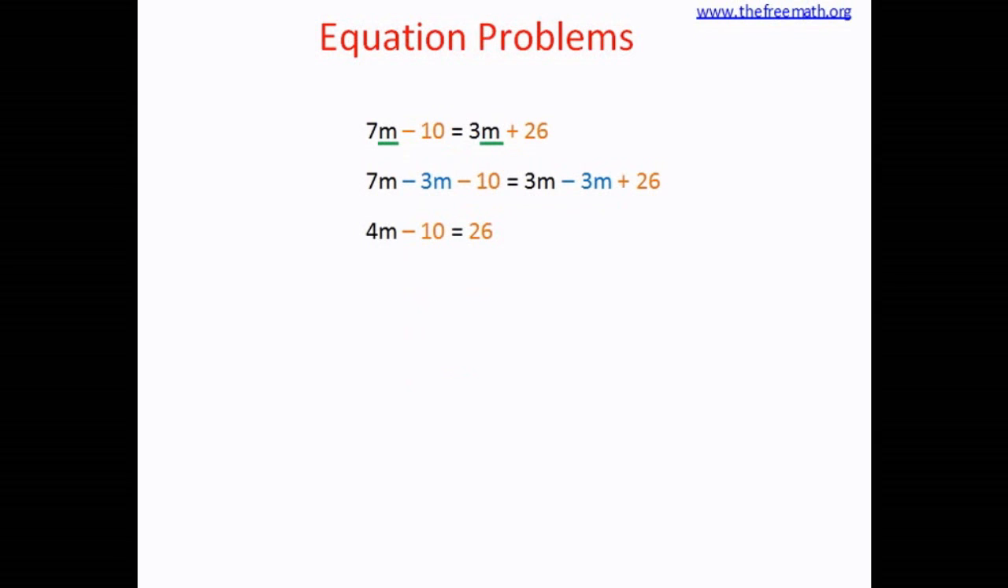Now let's get rid of minus 10. So we add 10 to both the sides. So we get 4m minus 10 plus 10 equals 26 plus 10. That means 4m equals 36. The next step is to get rid of 4. So to cancel out multiply by 4, we need to divide by 4. So let's divide both the sides by 4. And therefore m equals 9, because 4 9s are 36.